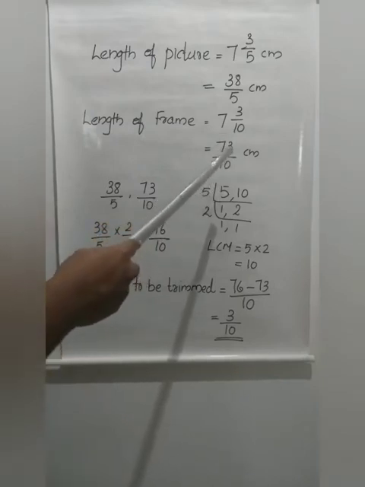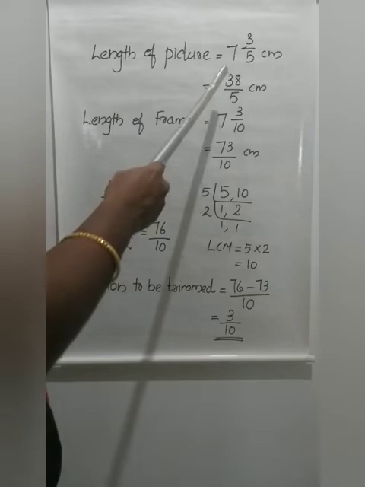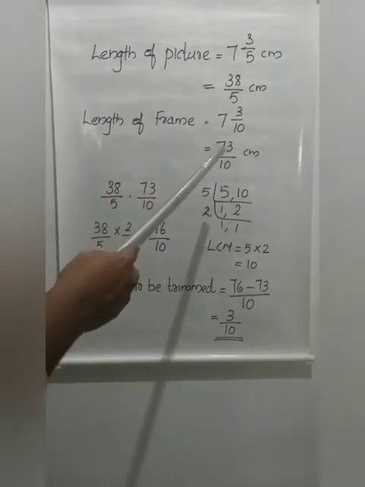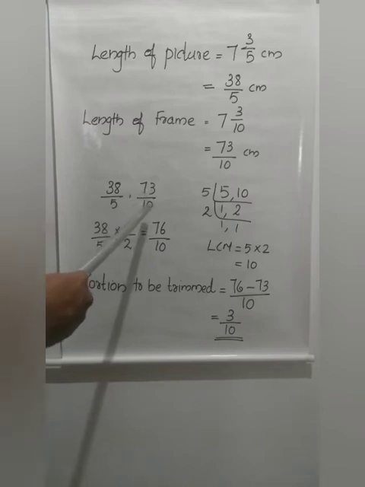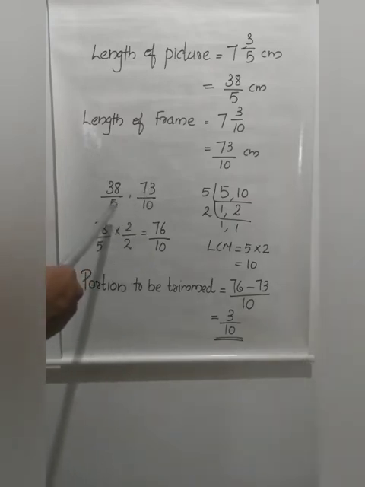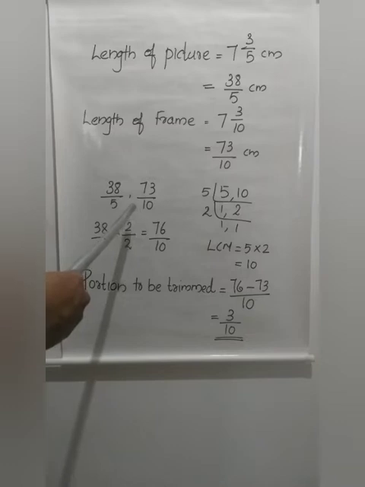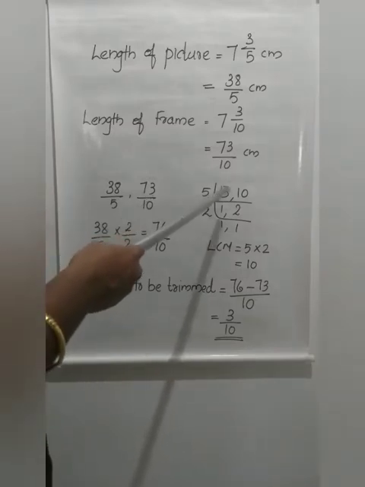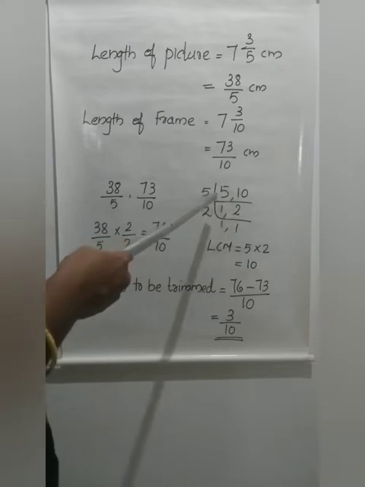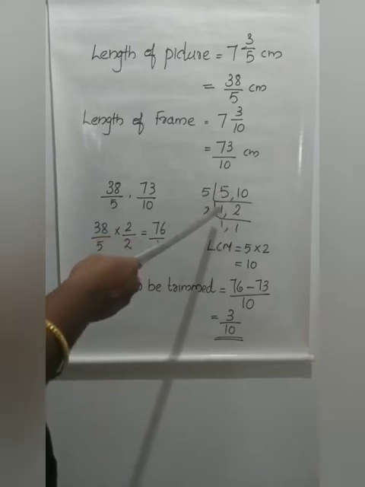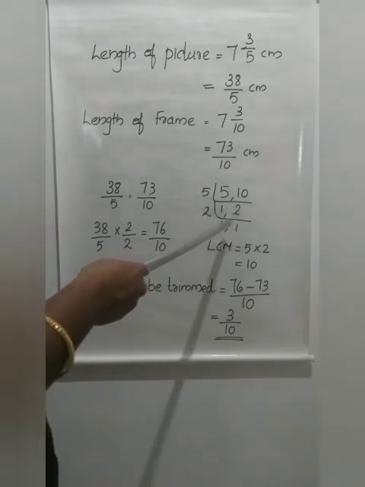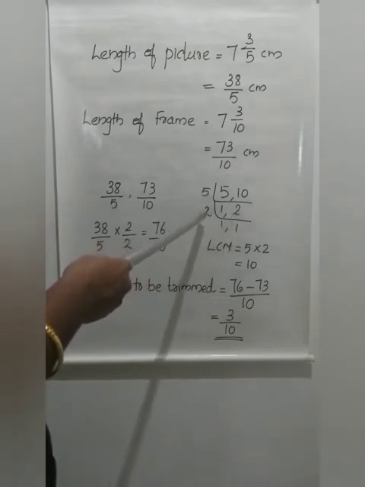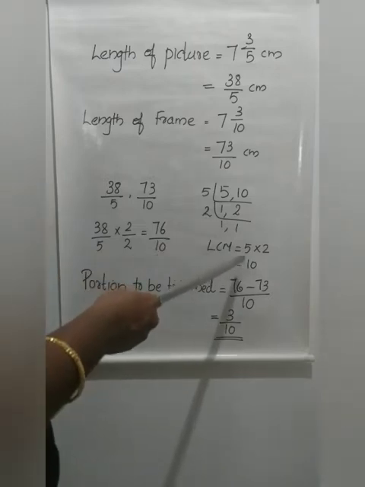Now we need to compare. For that, first we need to convert them into like fractions, 38/5 and 73/10. Here the denominators are different, 5 and 10, so we are finding the LCM. LCM of 5 and 10. Which is the common factor in 5 and 10? 5. Dividing throughout by 5, here you will get 1, here you get 2. Again dividing by 2, you get 1, 1. So the LCM is 5 into 2, which is 10.